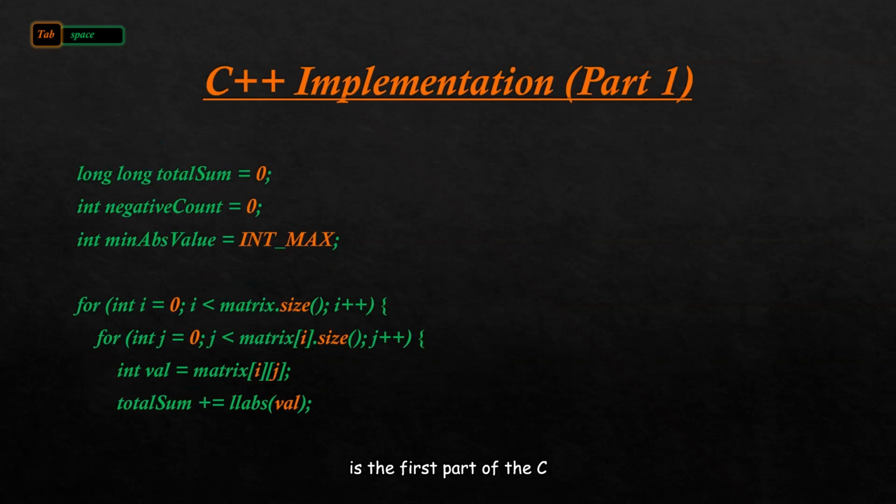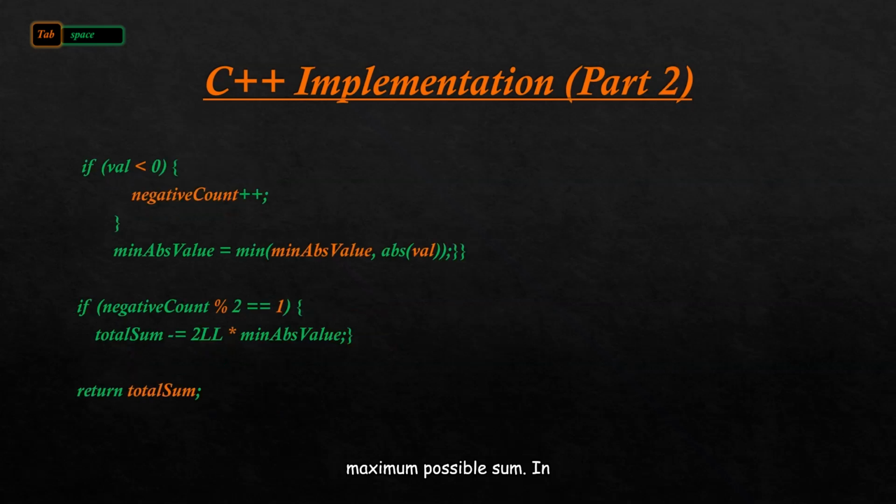Here is the first part of the C++ implementation. We initialize our variables and iterate through the matrix using nested loops. For each value, we add its absolute value to the total sum. This ensures we are always working toward the maximum possible sum. In the second part, we count how many values are negative and update the smallest absolute value. After traversing the matrix, we check if the negative count is odd. If it is, we subtract twice the minimum absolute value. The function then returns the final computed sum. The code is clean, efficient, and directly reflects the mathematical reasoning.